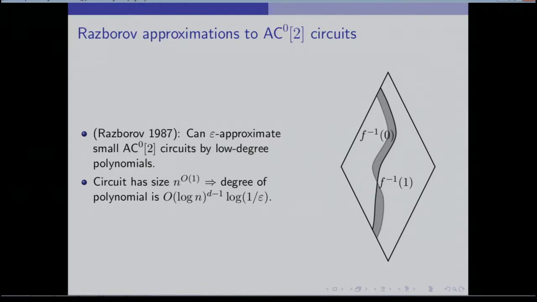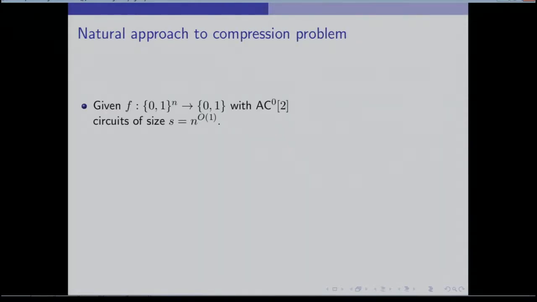Right, so this is what we know about AC0 mod 2 circuits, and the question is, can we leverage this in order to come up with a compression algorithm? And if I tell you something like this about general circuits from this class, a very natural approach to the compression problem is the following.